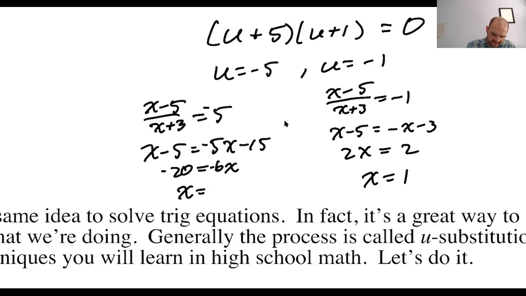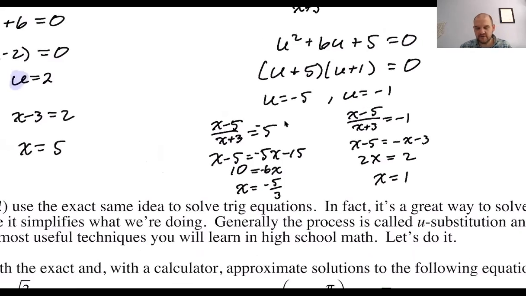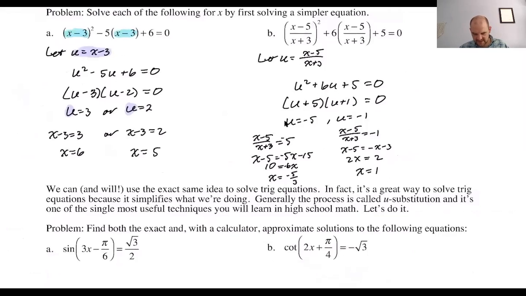Why is that? Oh, because now this isn't right. Jeez. All right, this is going to be 10 because I'm adding 15 to both sides. Now I'm going to get -5/3. There you go. Good thing I checked that one. So this is the process of u-substitution. We can use this to solve all kinds of trig equations.